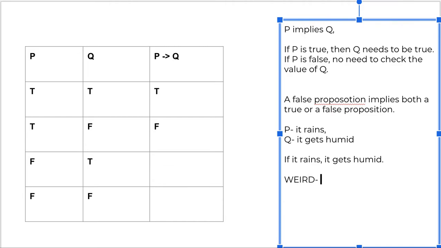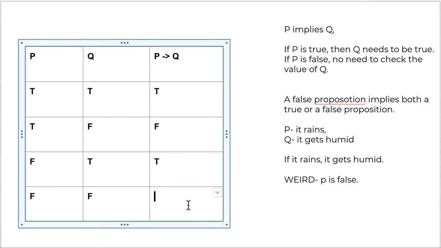Weird is when P is false, right? So if P is false, the value will always be true for everything, because if your if condition is false, the statement becomes true no matter what. The value of Q does not matter anymore. Okay, so again, true if P then Q.